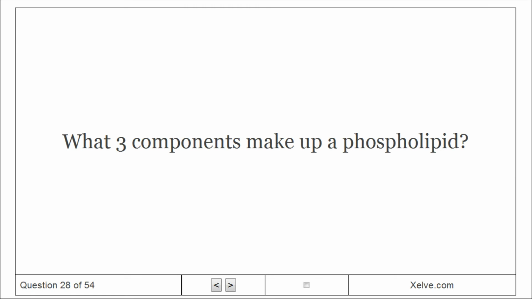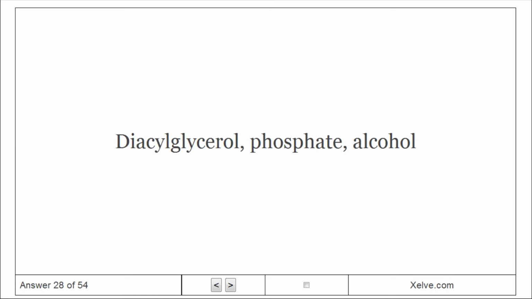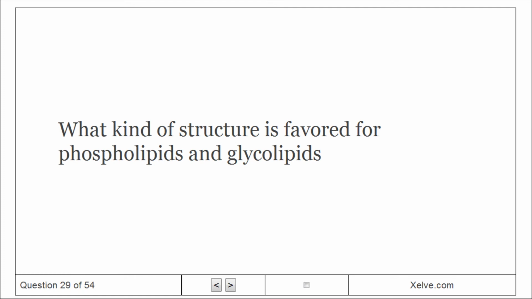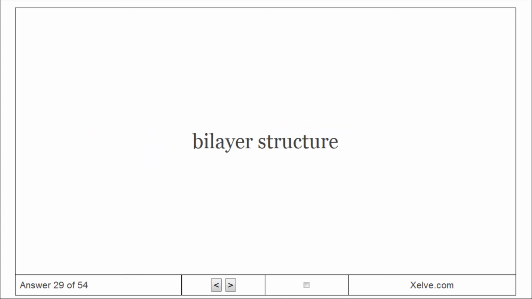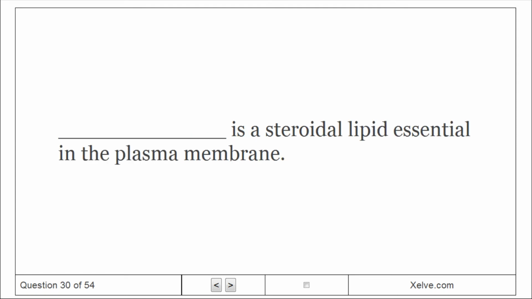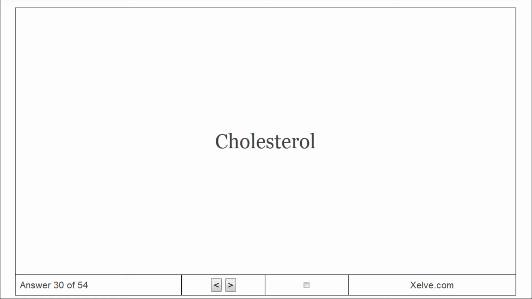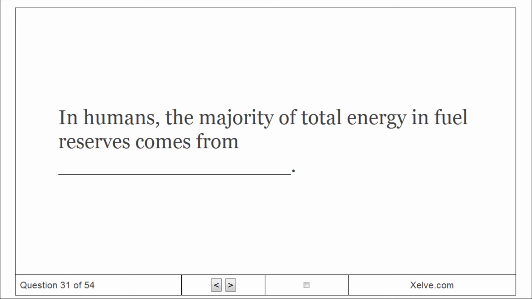What three components make up a phospholipid? Diacylglycerol, phosphate, alcohol. What kind of structure is favored for phospholipids and glycolipids? Bilayer structure. Blank is a steroid, a lipid essential in the plasma membrane. Cholesterol. In humans, the majority of total energy and fuel reserves comes from blank. Stored lipid.